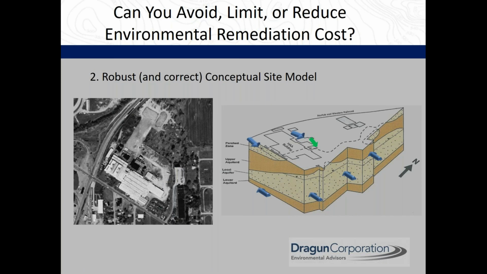So the problem with this site was the conceptual model, and the conceptual model's on the right, and the lighter colors on the sides show the aquifers or the water-bearing materials, and the darker colors, I'm colorblind, so it's relative to me, show the aquitards where the groundwater couldn't move. And basically, the previous consultant had not recognized that the top aquifer and the lower aquifer were two separate things.